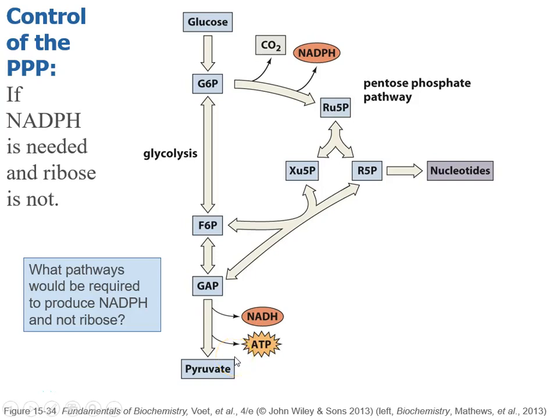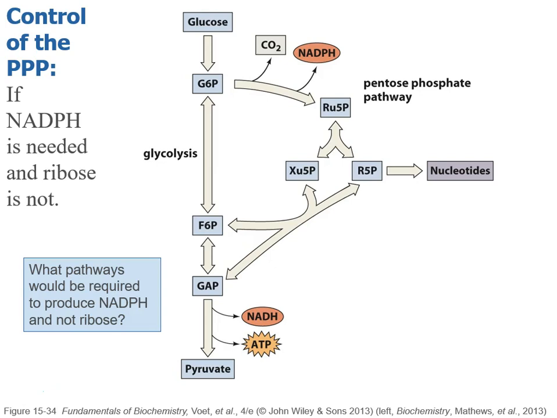In the previous series of videos, I explained how stages 1, 2, and 3 of the pentose phosphate pathway were carried out to produce ribose 5-phosphate and NADPH. What we're going to discuss in this video is how we control the pentose phosphate pathway.